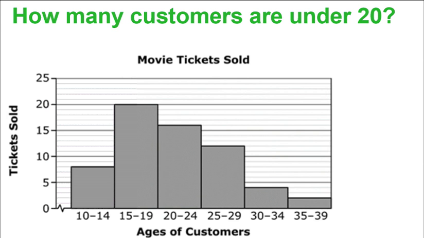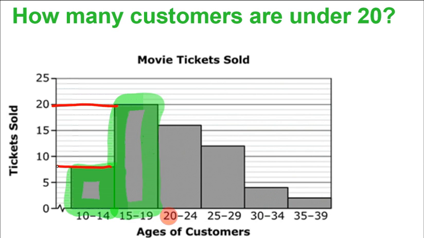28 is correct. If you look on the graph, there's our 20. 20's in the third bar from the left, but is 20 under 20? No. 20 is 20. Under 20 means we're going to be talking about these two bars here. You can see that one is 20. That one right there is 8. Add them up, 28.